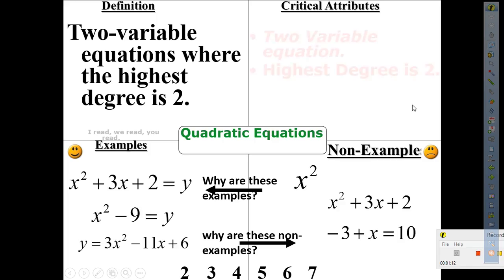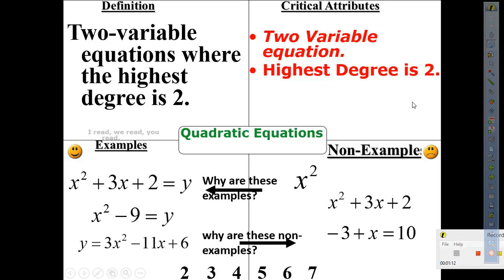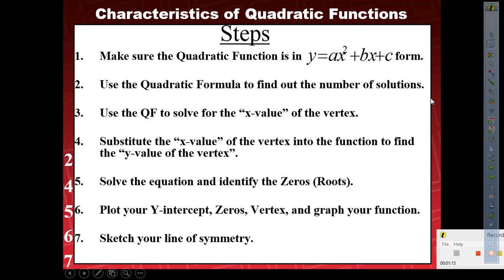We do need steps. So write these 7 steps down, please. I'm trying to crunch them into good manageable steps, but we know how each step is unpacked. Today's only a 17 to 18 step problem. Step 1: make sure the quadratic function is in y equals ax squared plus bx plus c form. And that form is called what, everyone? Standard form. Thank you. If you want, write SF on top of that.